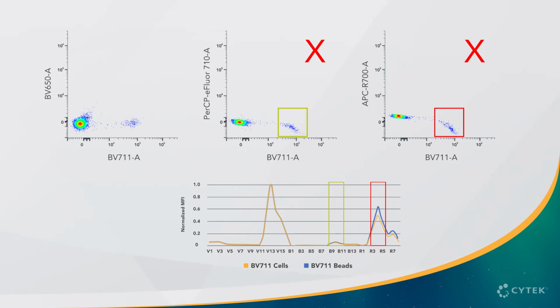errors in the data. For example, there is no difference between the two signatures in the V10 region, thus unmixing with BV650 is accurate. Meanwhile, minor differences in the B10 peak produce minor errors with the PerCP-eFluor 710. Lastly, a greater difference at R4 causes a more significant error with APC-R700. Because of these effects, bead and cell controls should be validated for every assay.